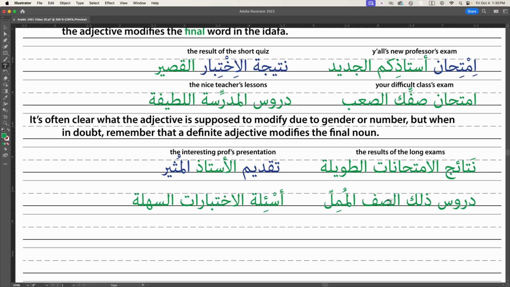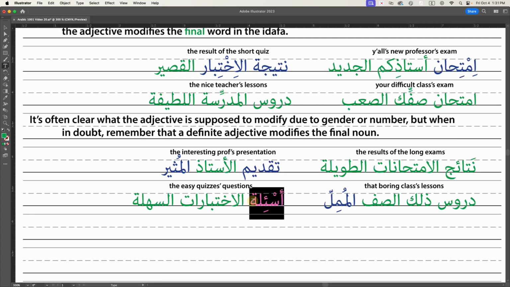Durus dhalika as-saf al-mumil. When I give you a new word, I am going to give you its opposite usually as well. So muthir is interesting, mumil is boring. So durus dhalika as-saf, the lessons of that class, and then the boring. Now durus is feminine singular because it's non-human plural, and saf is masculine singular. So it should be clear from the grammar here that it's the class that's boring, not the lessons. So that boring class's lessons.